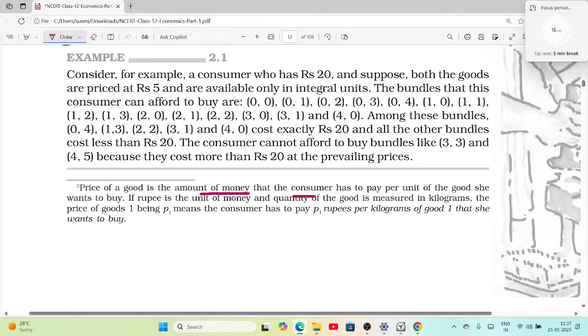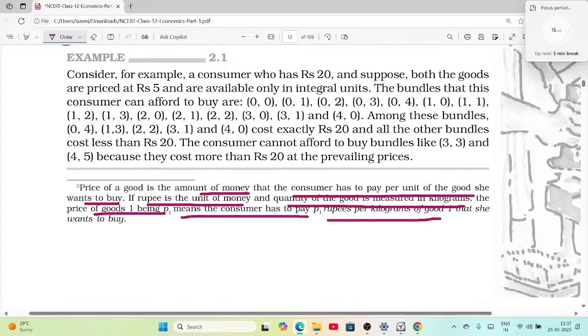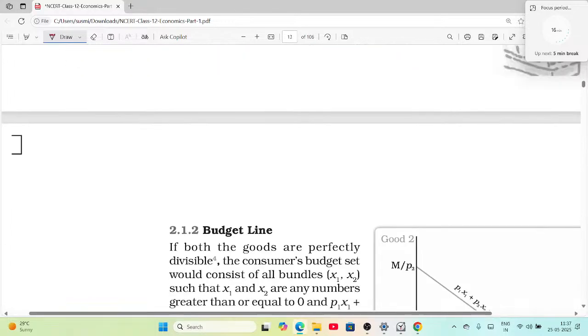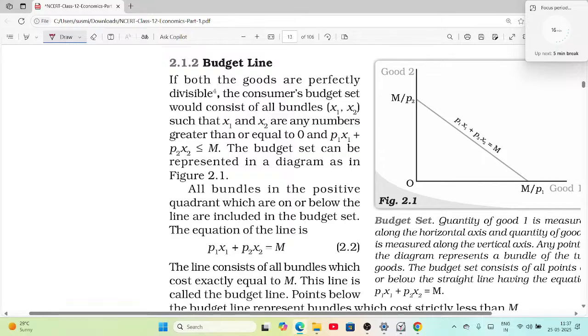Price is the money that the consumer has to pay per unit of the goods she wants to buy. If the unit of quantity of the good is kilograms, the price is in rupees per kilogram. Next we have the budget line.